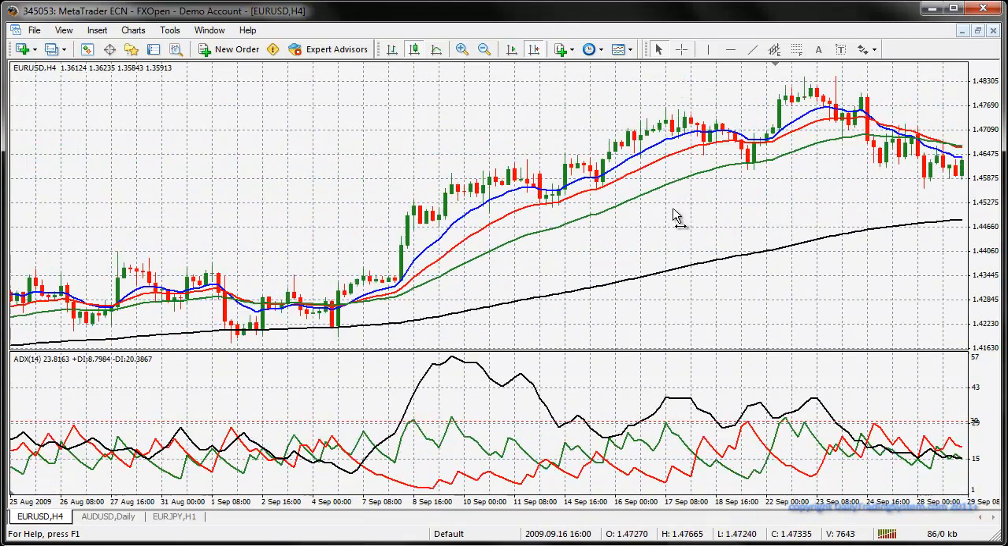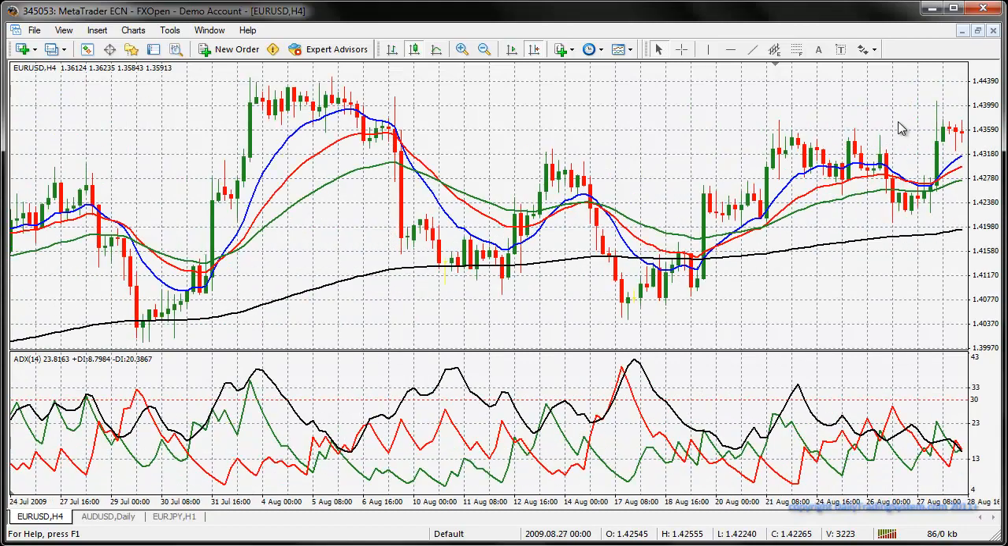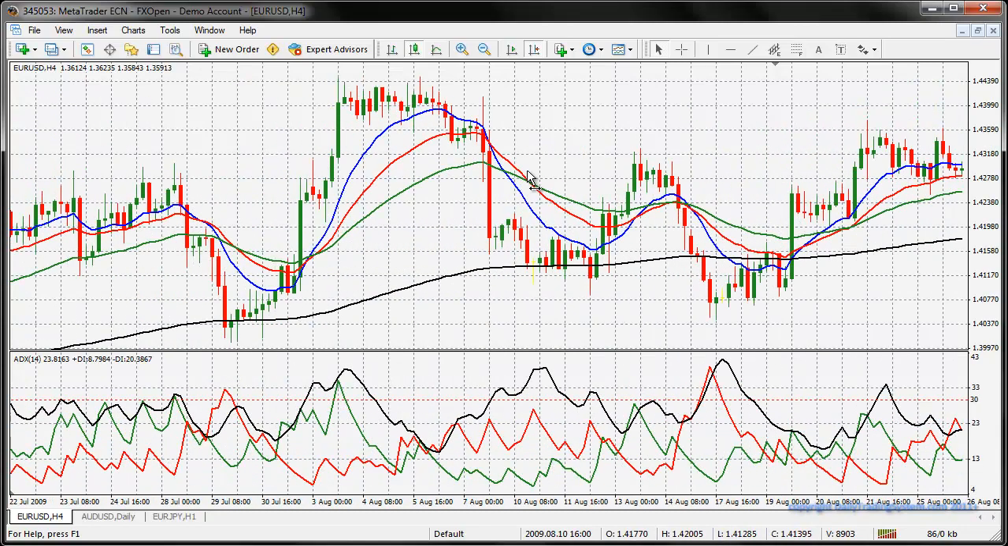Let's see if I can find one where the crossover actually appears quite far away from each other. Here is one. You see how far away it is, where they actually cross over, and then eventually the market doesn't really know what to do. It goes sideways for a little bit and then it goes back up.